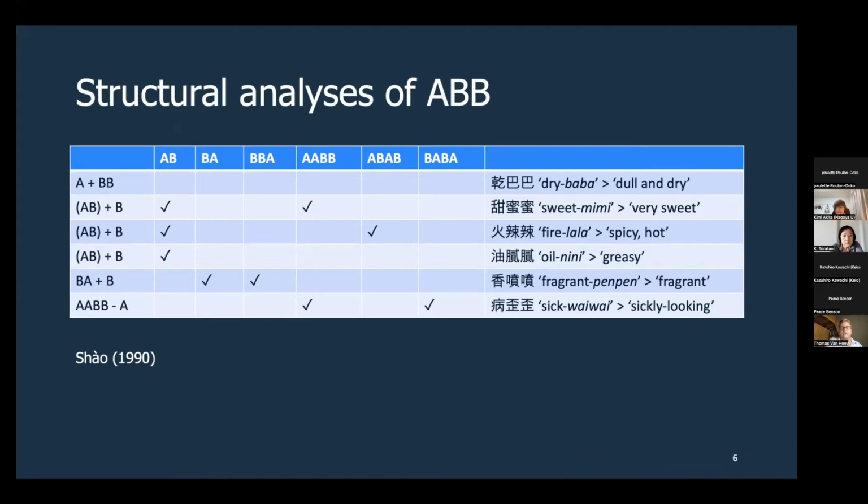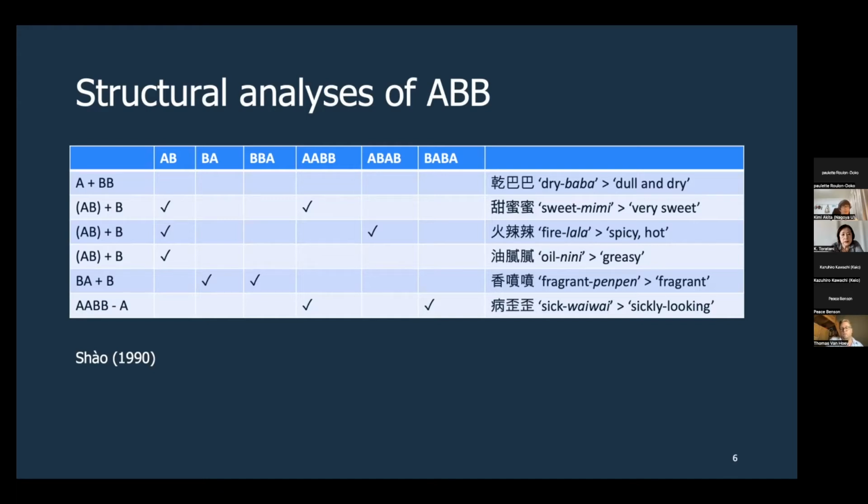For instance, the first one on the top right, you have kan papa, kan meaning dry, and papa doesn't really have a meaning. So that one, they will say, okay, this is a clear example of an A plus BB. But sometimes like the second one, tian mi mi, the first and the second of those three syllables or characters also form a unit. So they will say the B is actually just an empty copy of the second one. Same for huolala, the third one, meaning spicy or hot. Yo ni ni, greasy. Sometimes you have patterns like BA, like xiang pen pen, and you also have the word pen xiang. So you have to turn it around, and then with kind of a rule list framework, derive these things from each other.